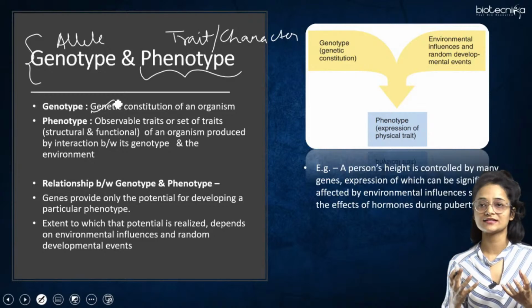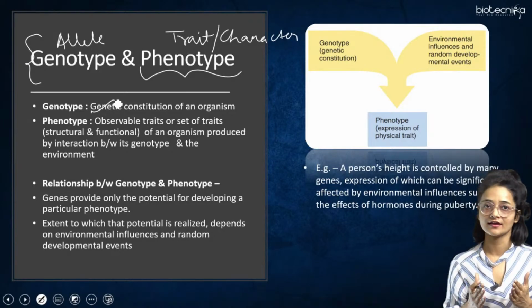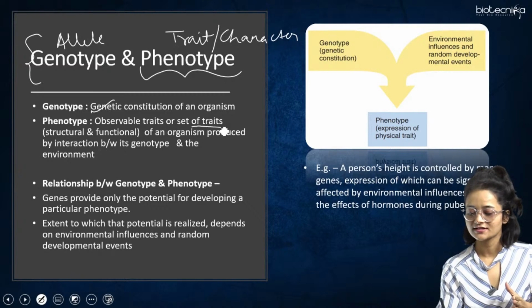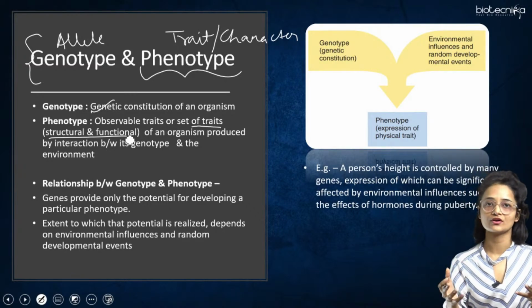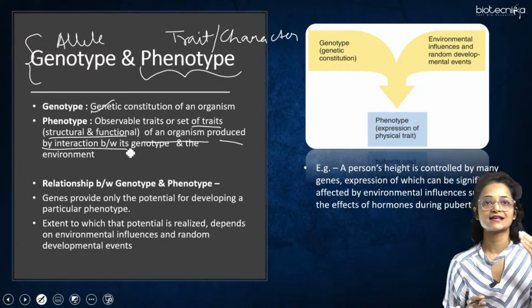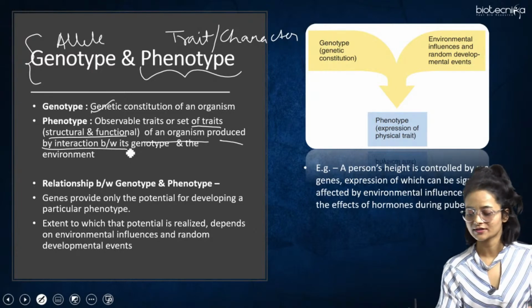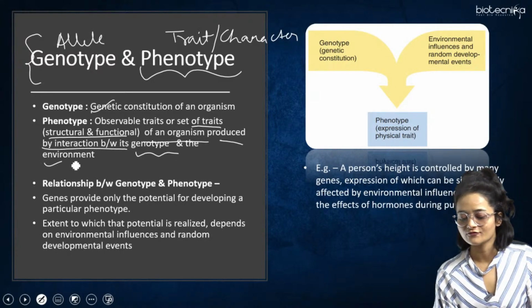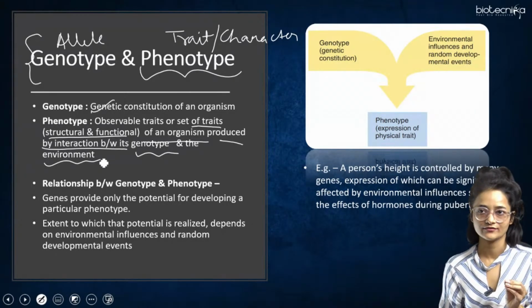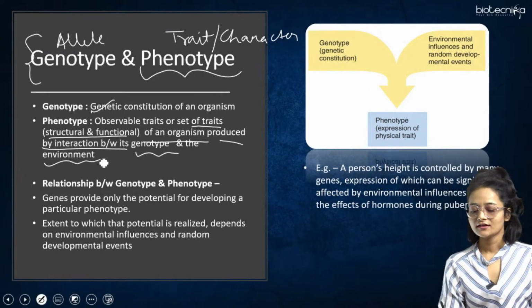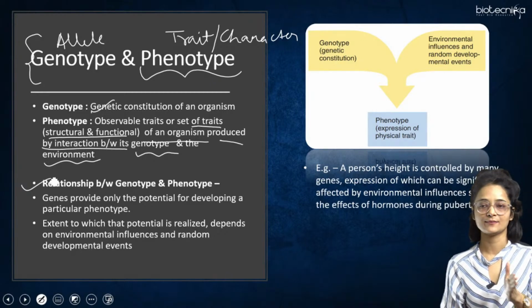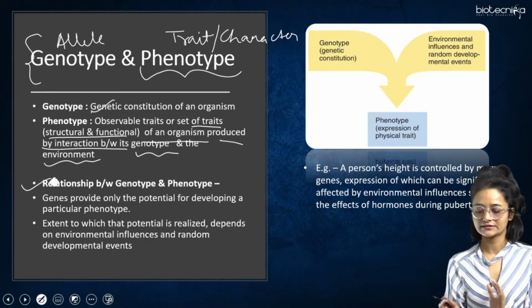So this trait is basically observed through the naked eye, and it differs from individual to individual, or a set of traits, whether structural or functional, produced by interaction between its genotype and the environment. So both genotype and environment play a major factor in deciding the phenotype of an individual, right? Then here comes the relationship between genotype and phenotype, how genotype affects phenotype, right?